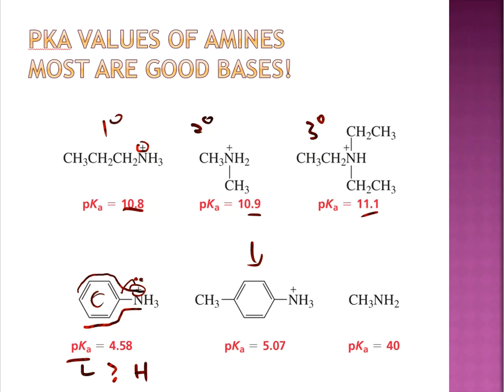Now, if it's not protonated, as in all of these other examples, look at this tiny little bitty amine. That tiny little bitty amine, methylamine, folks, that's a pKa of 40. Super base. Right there. That's all you need.